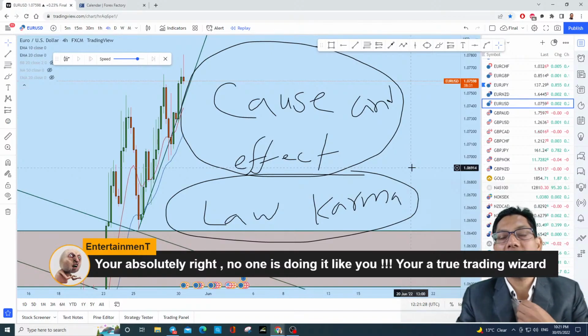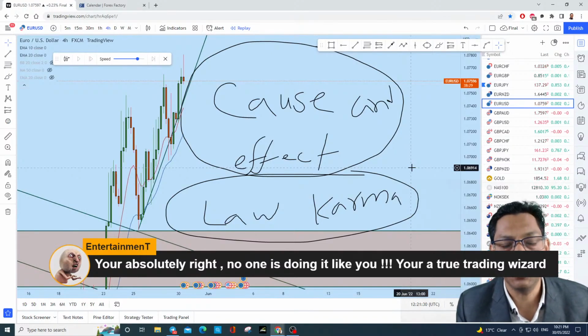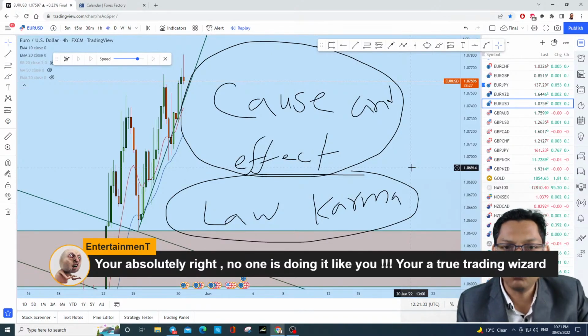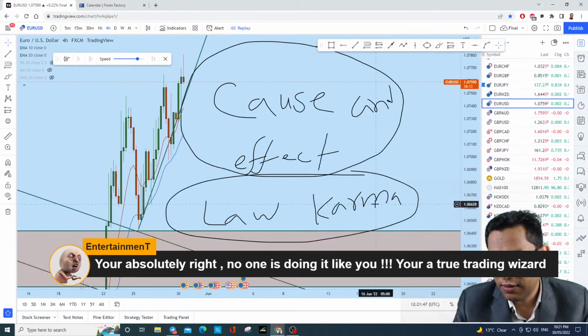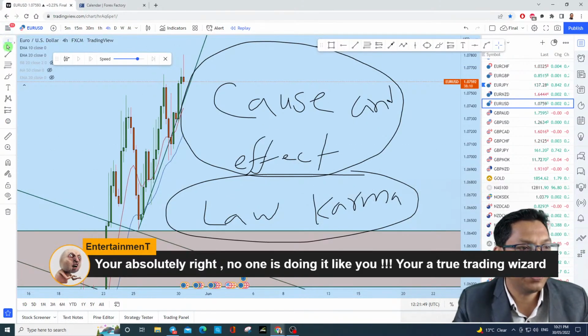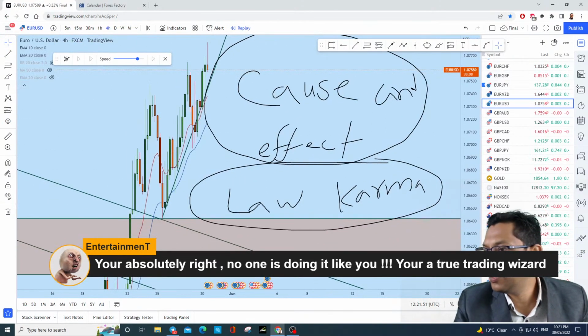Universal law means like the law of gravity. If you throw something up, it will fall down. Similarly, cause and effect is a universal law, and everything works according to the laws of the universe. Cause and effect is one of them, so it's applicable to everybody. Okay, so let's see.